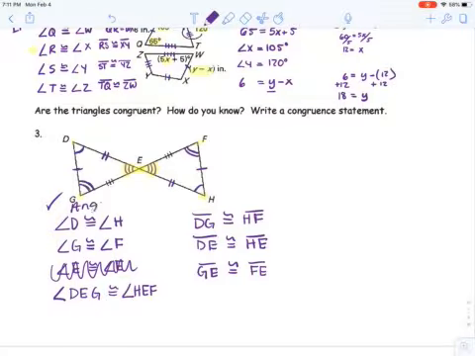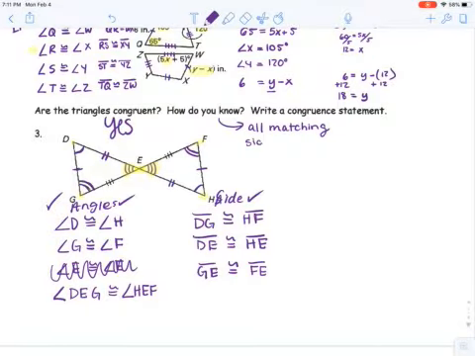All the angles are congruent. All the corresponding sides are congruent. So are the triangles congruent? Yes. How do I know? All matching sides and angles are congruent.